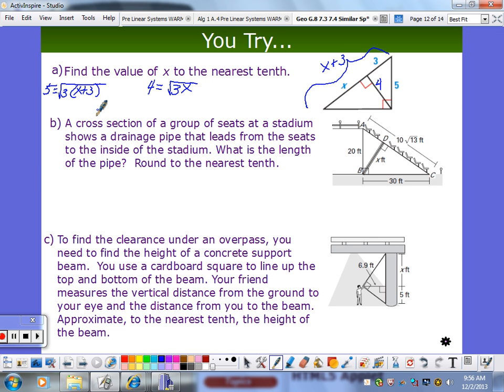Square both sides. So what is 5 squared? That's 25. What is this whole thing squared? Whatever is under the radical. So 25 equals 3x plus 9. 3x equals 16, and x equals 16 over 3. To the nearest tenth, 5.3. What about this one? How do you get this out of jail? Square both sides. Same thing. X becomes 16 over 3. So there's more than one way to do this sometimes.